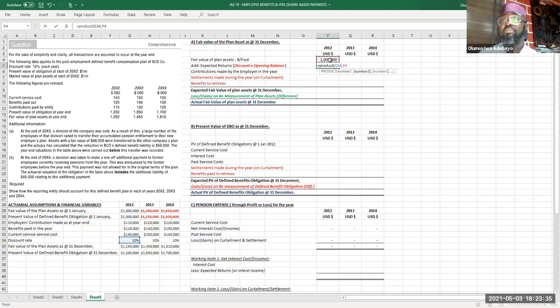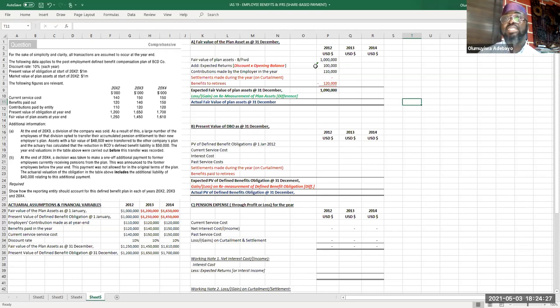The discount rate multiplied by the opening balance is 100,000. The contribution made will increase our investment. How much was made? 110 in that year. Next, was there a settlement in that year? No, there was no settlement. Next, there were benefits paid to retirees in that year, which reduced our asset because we have to realize our asset to settle that obligation. Invariably, the sum of these should give us our obligation at the end of the year, all things being equal.